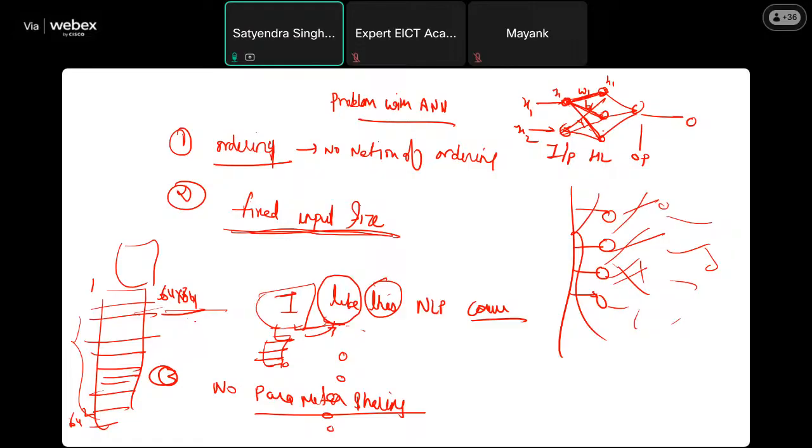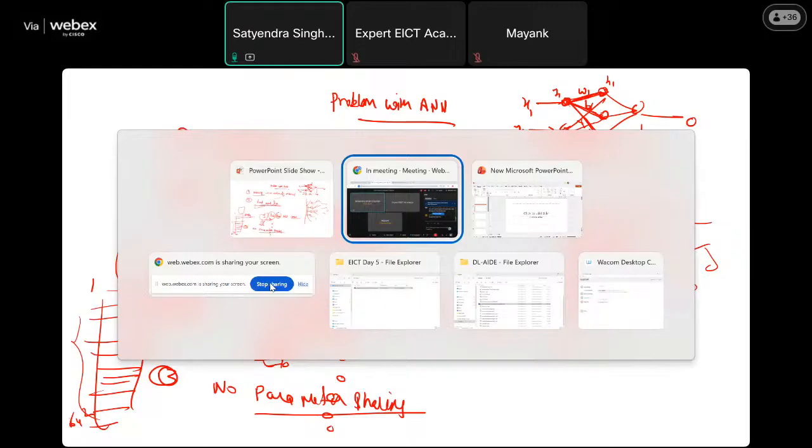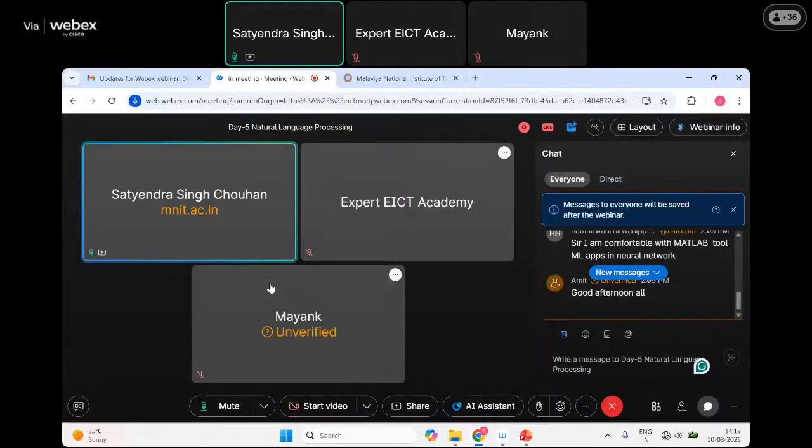And for sequence-related tasks, in sequence-to-sequence modeling, they further complicate things due to the varying input size and the notion of ordering. So what are those tasks, basically, when we say sequence modeling or sequence-related tasks? Let me share the presentation with you.